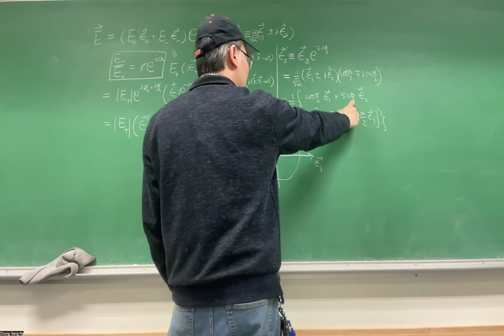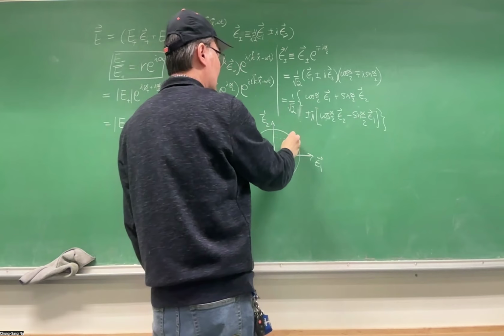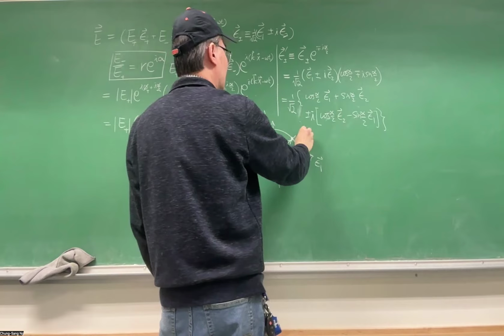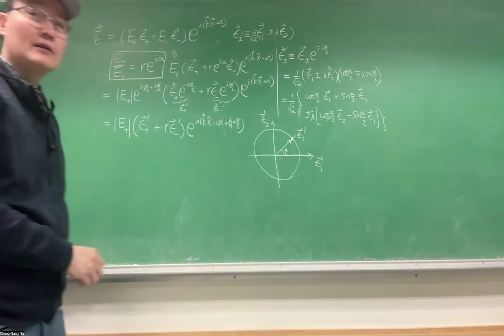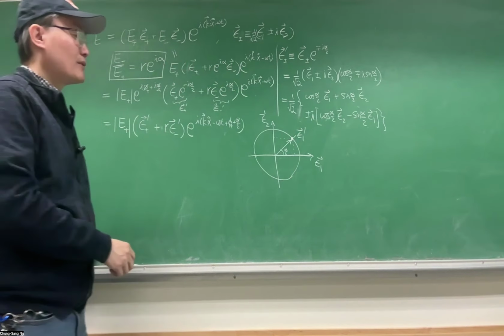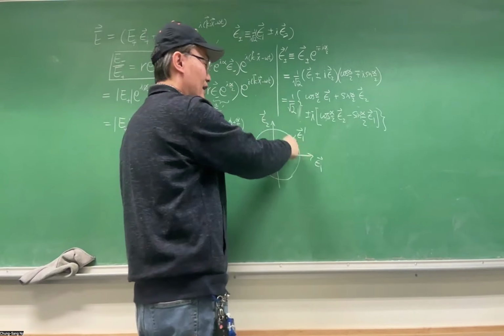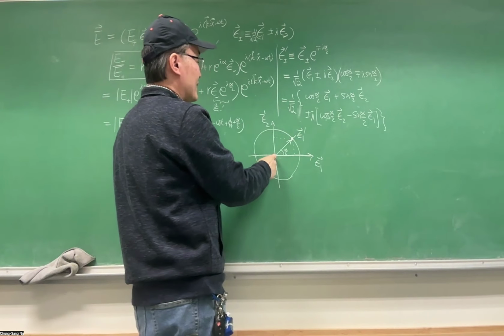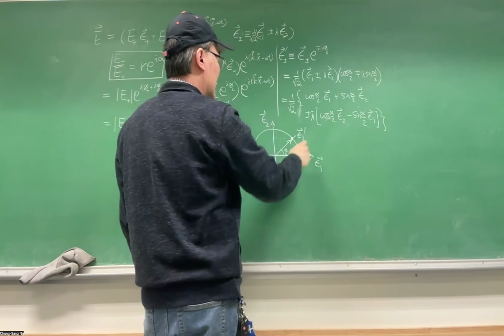This one is sine alpha over 2 in the epsilon 2 direction. This vector is epsilon 1. Okay, so it's the geometry. Fine with you? Okay, and likewise this one.